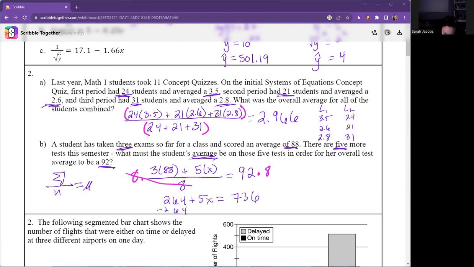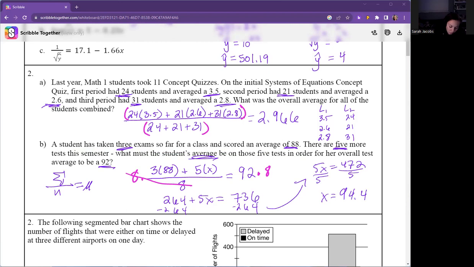Subtract the 264 from both sides. 736 minus 264, type your numbers correctly. And we get 5x equals 472. Divide both sides by the coefficient on x. And we get that she needs to average 94.4 on her next 5 tests.